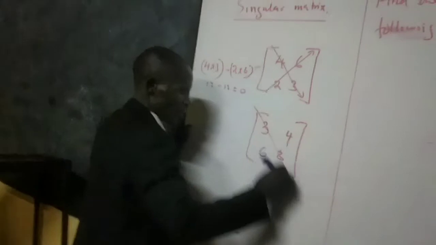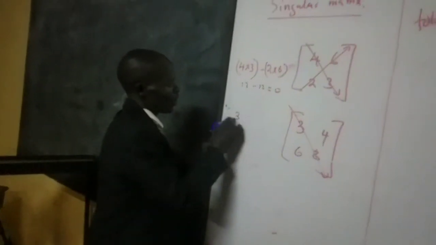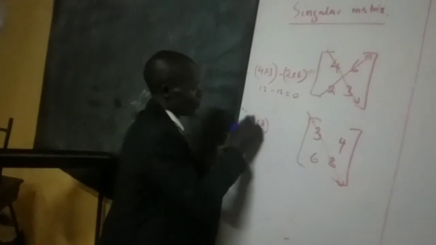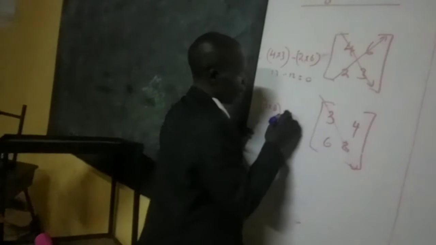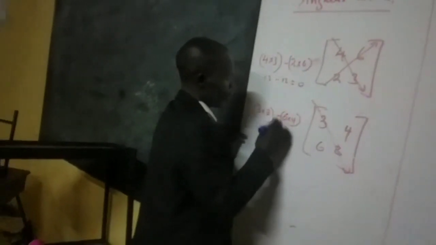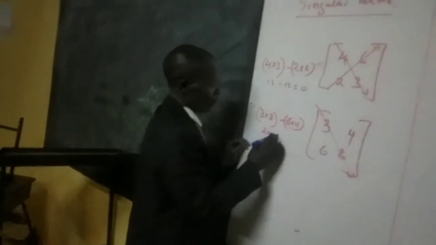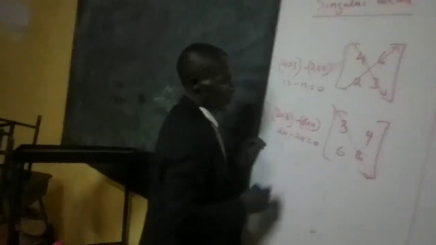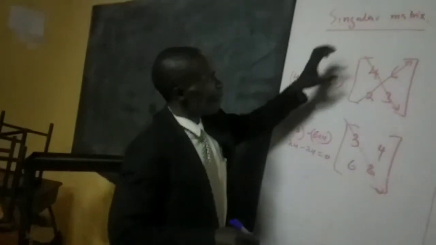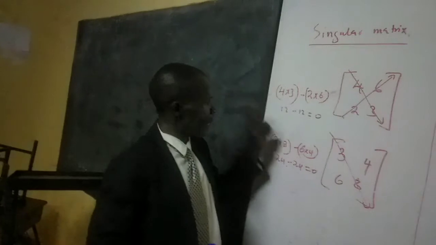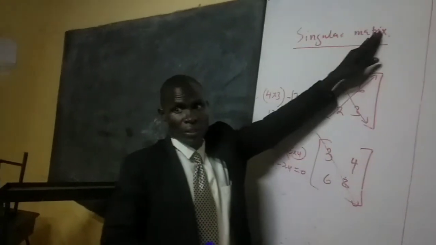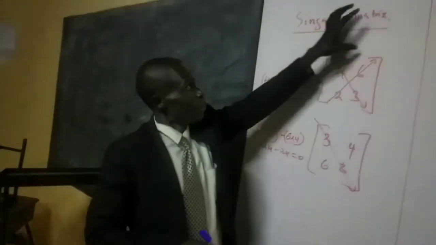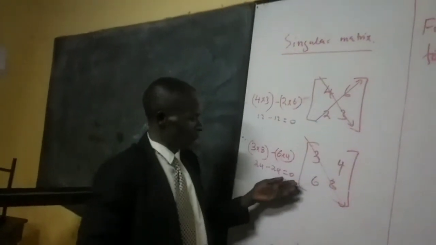If we check this, the product of elements in the leading diagonal, that is 3 times 8, minus product of elements in the other diagonal, that is 6 times 4, and that is 24 minus 24, and that is 0. Therefore, a matrix whose determinant is 0 is what we call a singular matrix. So it is a matrix whose determinant is 0.